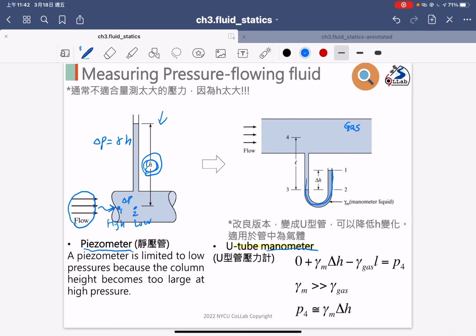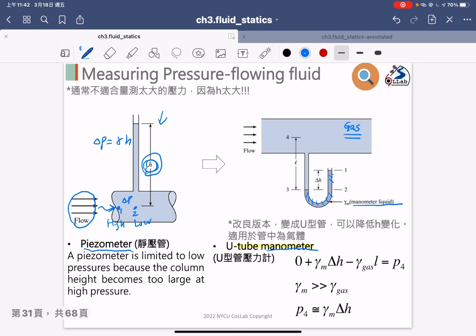And again, because they are the same, in this color we focus on the gas, and there is some different fluid material. We call that a manometer liquid, gamma m. So we can make the balance.